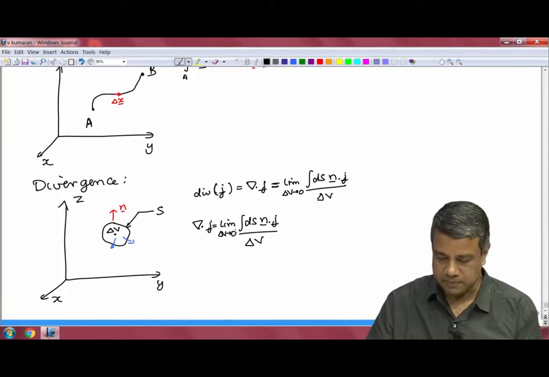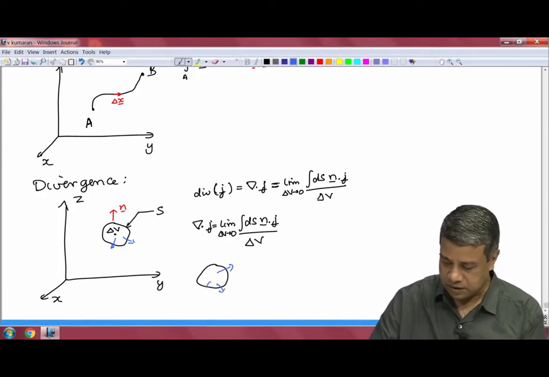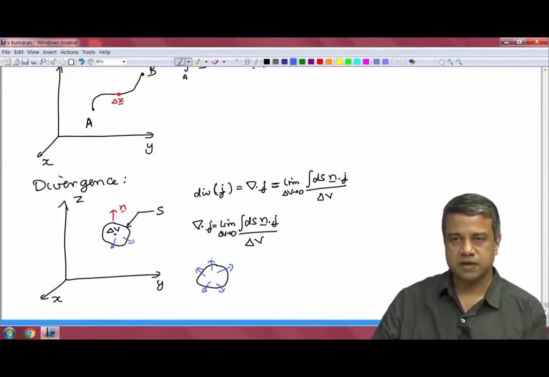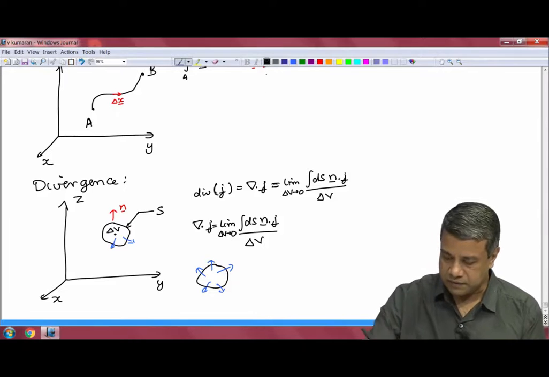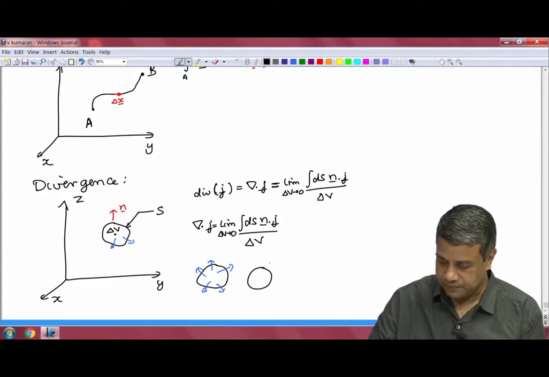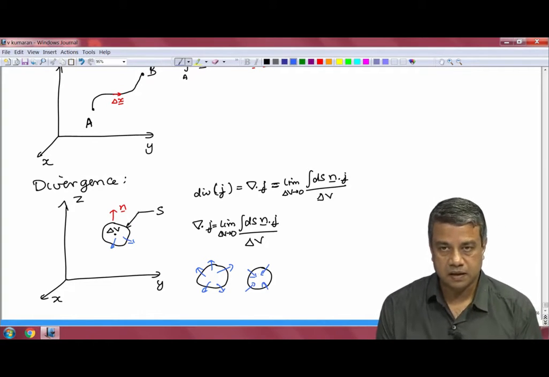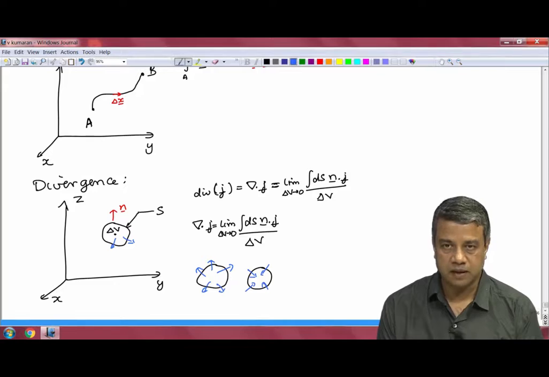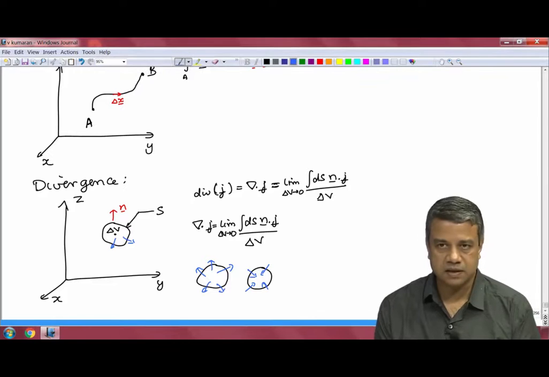So, for example, if I had a volume in which there was a net flow out, the divergence of the flux would be positive, because there is a net flow out of this volume. In contrast, if I had a differential volume in which there is a net flow in, the flow rate would be inwards. Therefore, j dot n will be negative, and the divergence of the flux will be negative. So, this is literally the divergence.